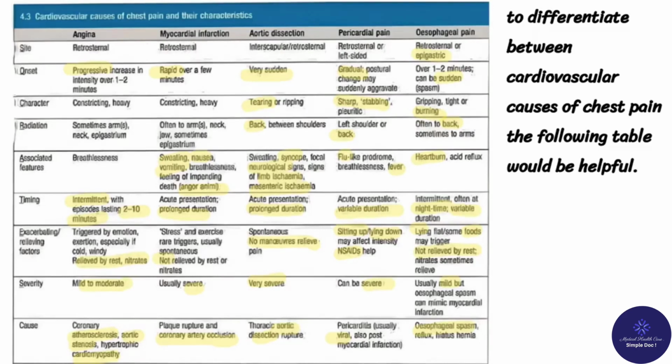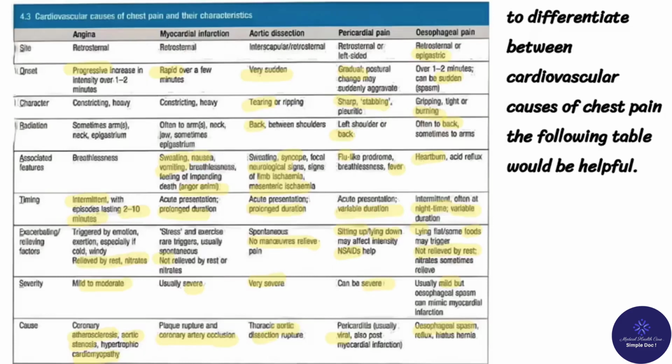Aortic dissection is characterized by syncope, limb and mesenteric ischemia. Pericardial pain: flu-like symptoms and fever. Esophageal pain: heartburn. Anginal pain is intermittent, 2 to 10 minutes. Myocardial infarction prolonged, 10 to 30 minutes. Aortic dissection prolonged. Pericardial pain variable. Esophageal pain at night time.